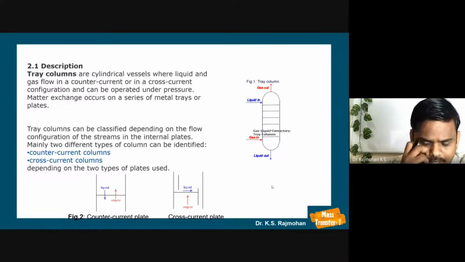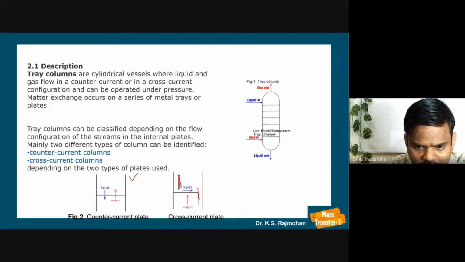So what type of interaction is taking place between gas and liquid? It can be counter current type. We have a certain type where counter current operation is taking place. Whenever we talk about the system with downcomers, the liquid is flowing in this direction and then coming down. So obviously cross current is taking place.